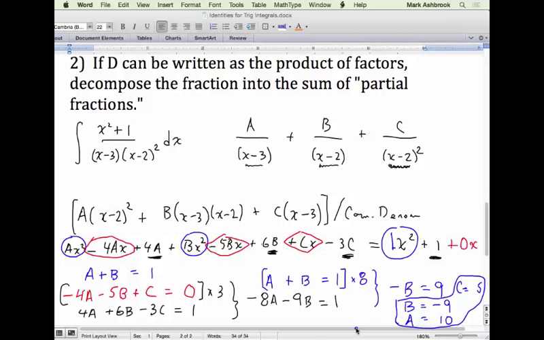So now we know exactly what this equals in its decomposed state, right? I'm going to come back up here. It's 10 over x minus 3, minus 9 over x minus 2, and 5 over x minus 2 squared.